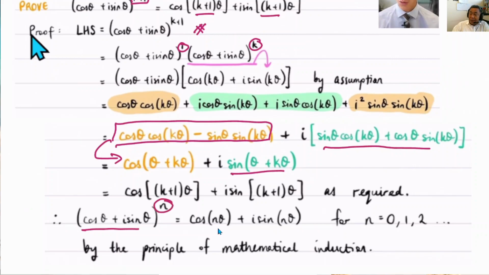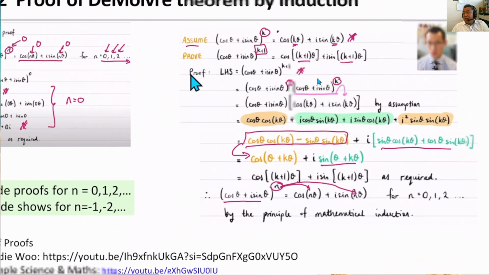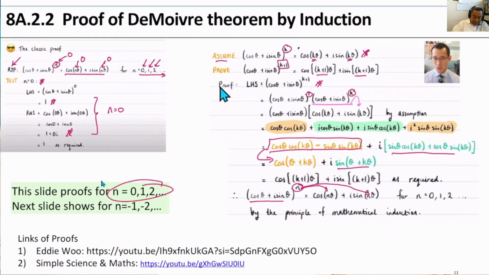So it basically shows that this is true. When we are exponentiating by n, we'll get this n, pushing it into the angles within the cosine and sine. Now, this slide only proves that we are doing it for positive values of n. The next slide shows how we can also say that this is true when n becomes minus 1, minus 2, and so on. Let's proceed.